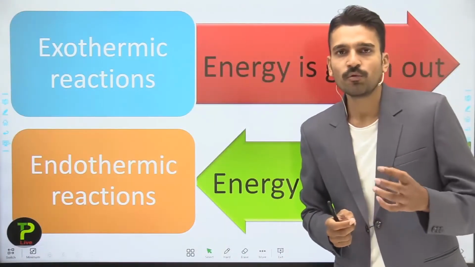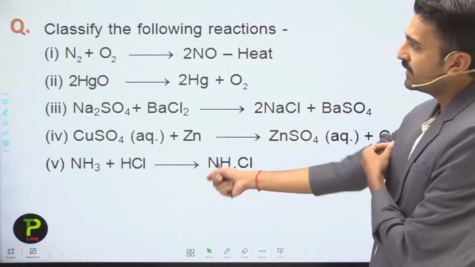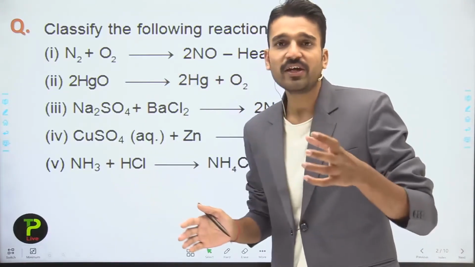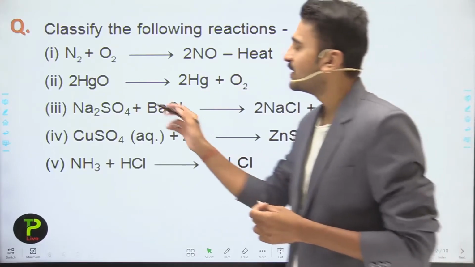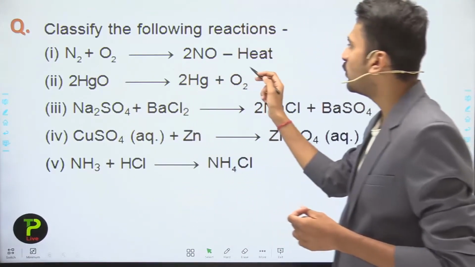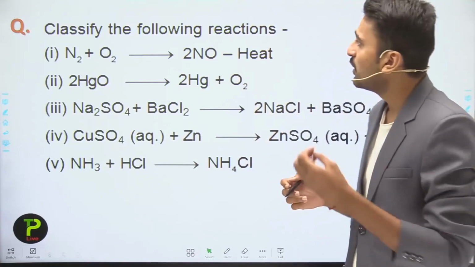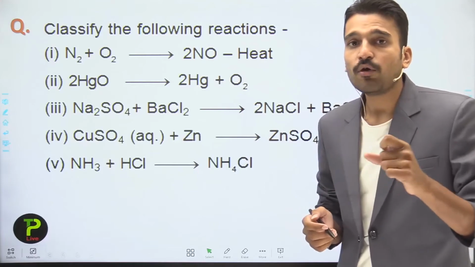So students, now moving into some of the questions. Moving to the first question, it says classify the following reactions. Here you are given 5 reactions and you have to balance these particular reactions. The first reaction says N2 plus O2 gives 2NO minus heat. So you have to identify which type of reaction this is. Remember one thing, that a particular reaction can be of many types.